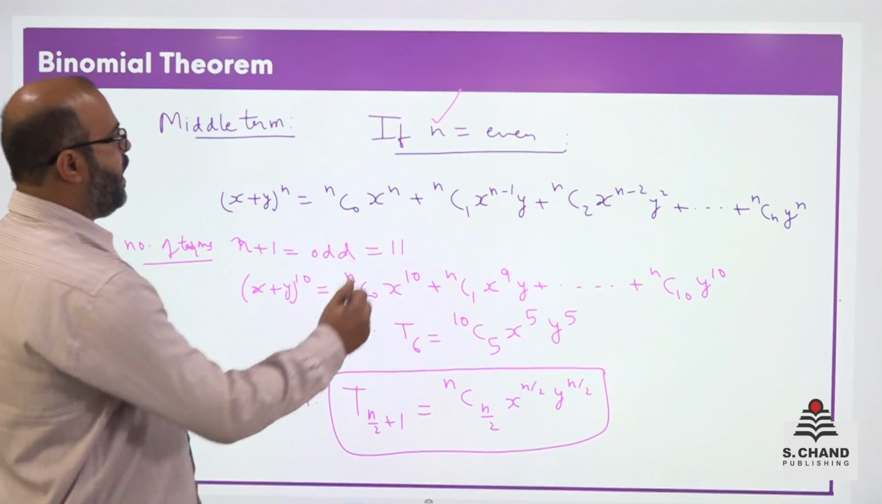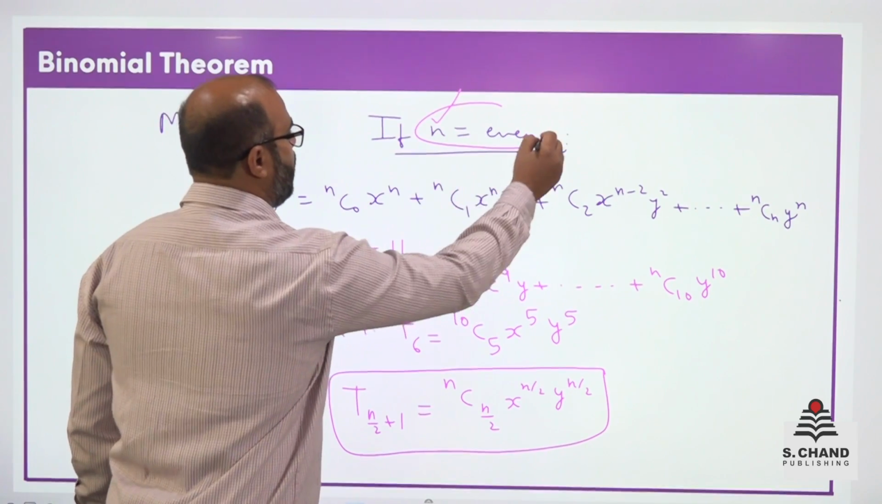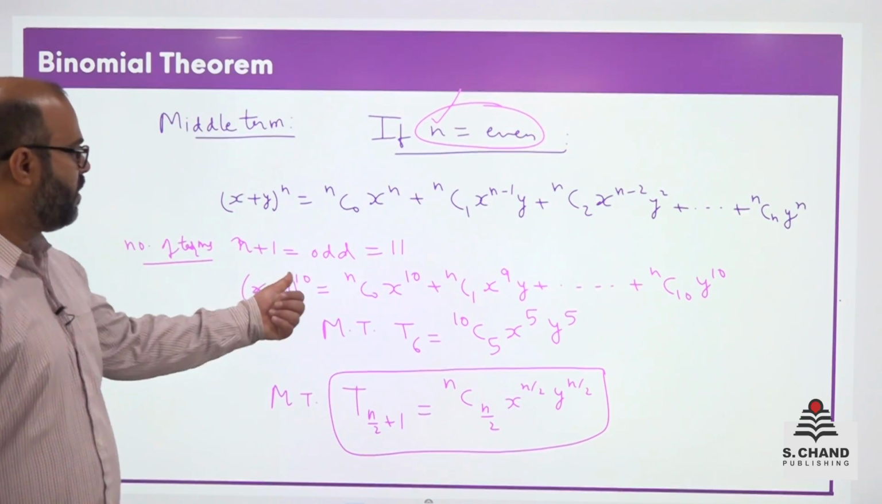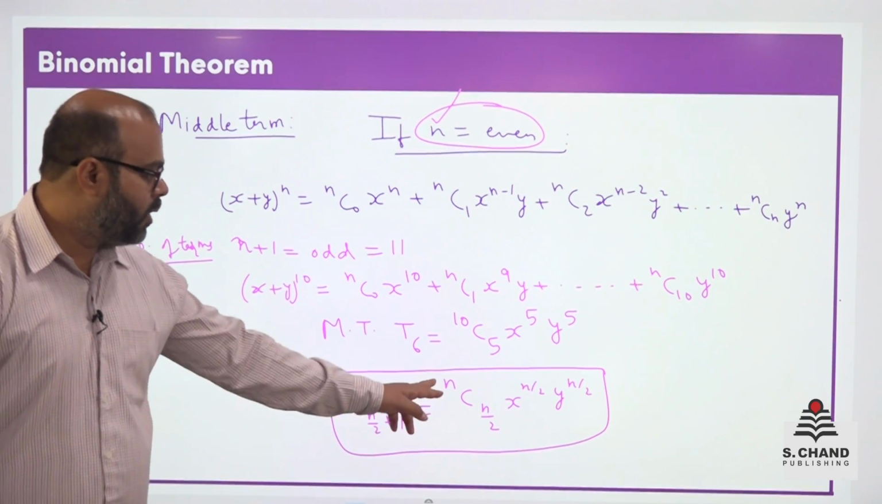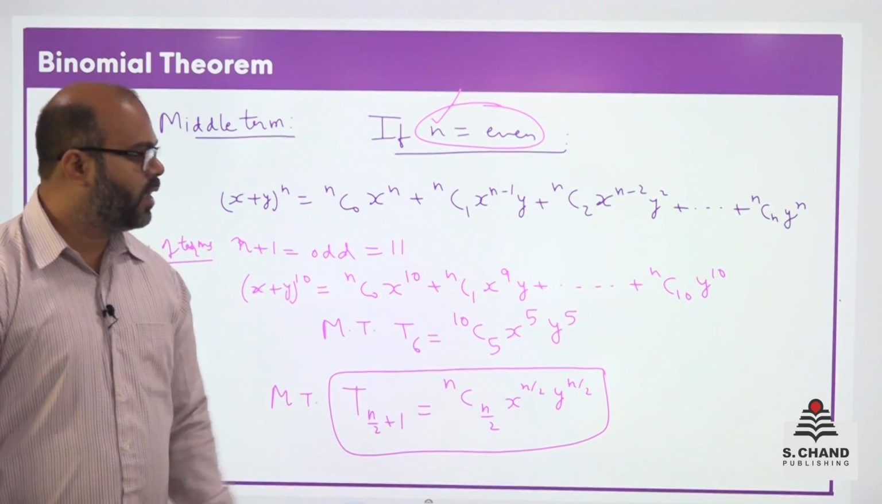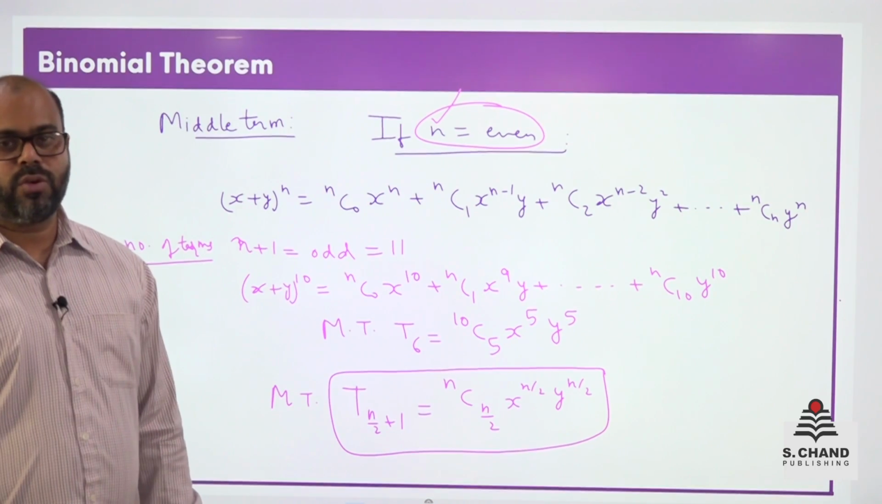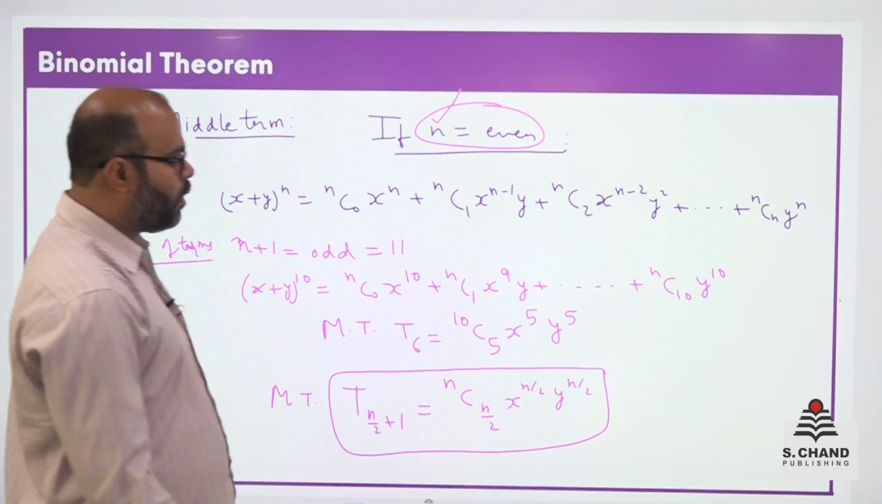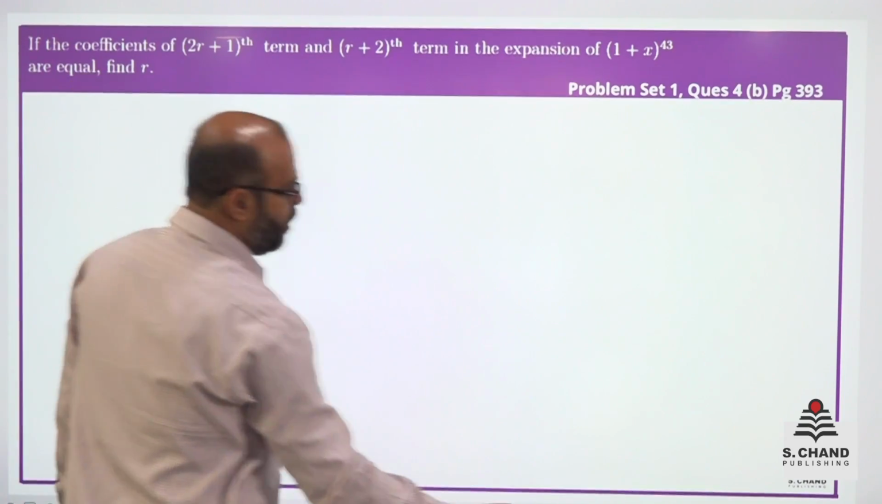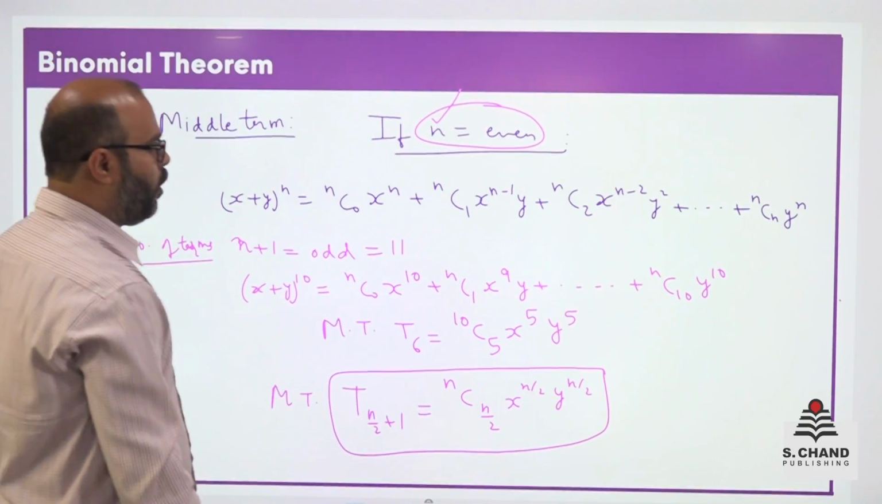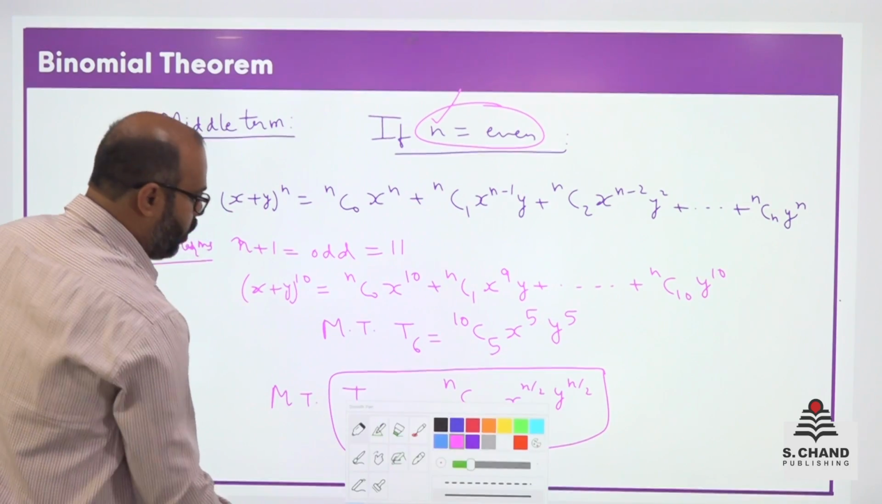If n is even, if the power is even, then the middle term is the (n/2 + 1)th term, the binomial coefficient is nC(n/2), and the term is x^(n/2) into y^(n/2). Now if n is not even, we will come to the question right now. Let us see n is odd.